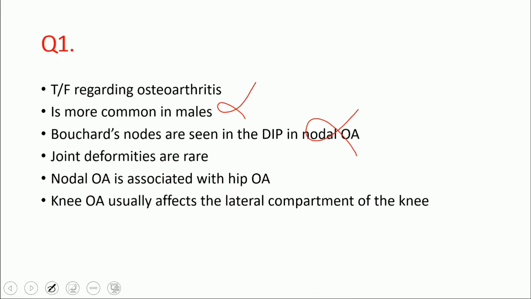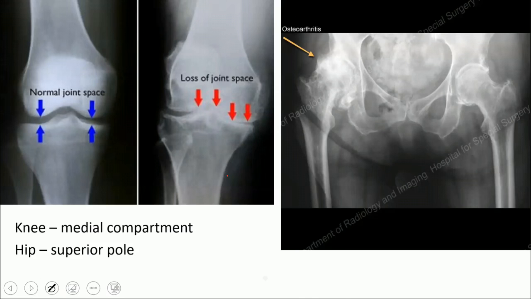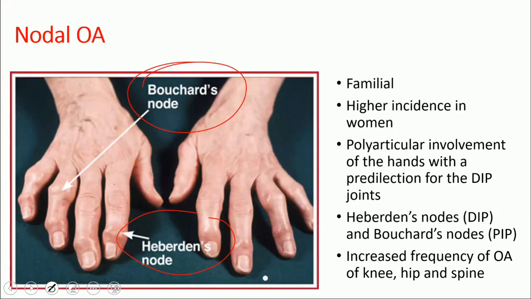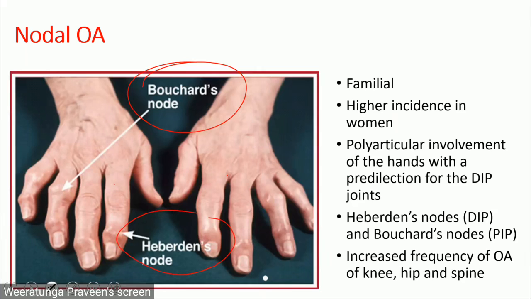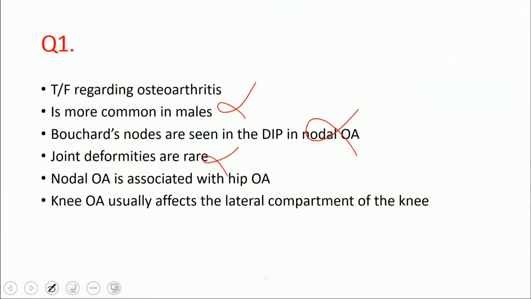Osteoarthritis joint deformities are rare, that statement is false. Obviously, there can be joint deformities, as you can see here. Even in the knee, when this occurs, you get knock knees, genu varus, genu valgus deformities. So saying they are rare is false. You see quite a lot of people who have joint deformities in osteoarthritis. Nodal osteoarthritis is associated with knee, hip, and spine osteoarthritis. There is an increased frequency or prevalence of osteoarthritis in other areas in the nodal group.